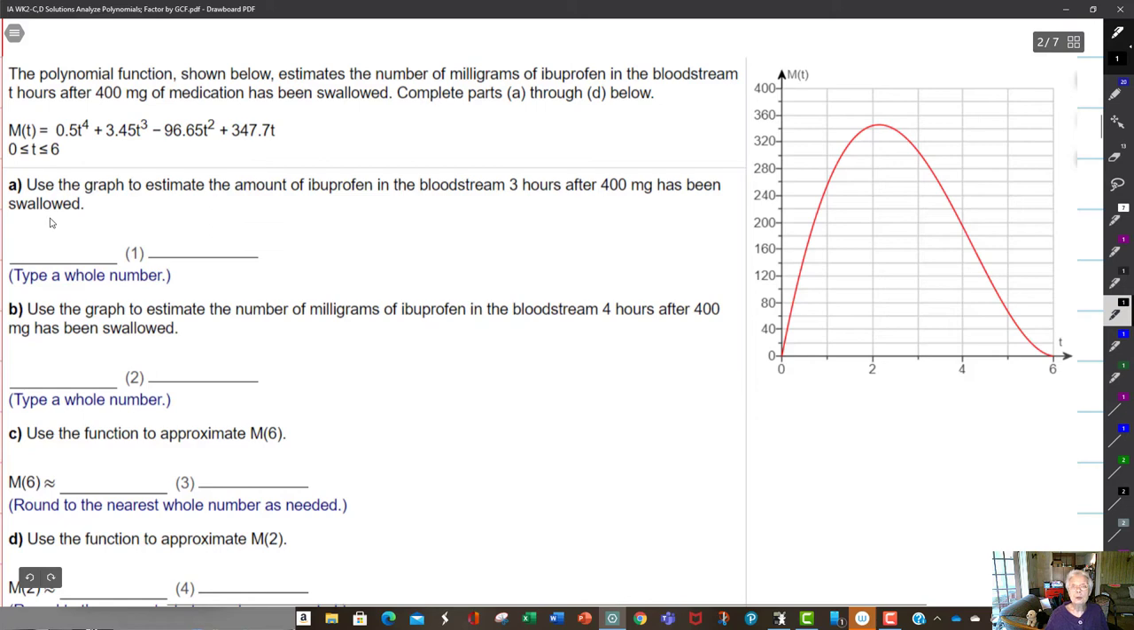Okay, we're going to do one at a time. And here's a graph of M of t over here. Starting at 0, here we have a t axis. t is acting just like x. Notice here it says t goes from 0 to 6, and here's the graph of this function between t equals 0 and t equals 6.